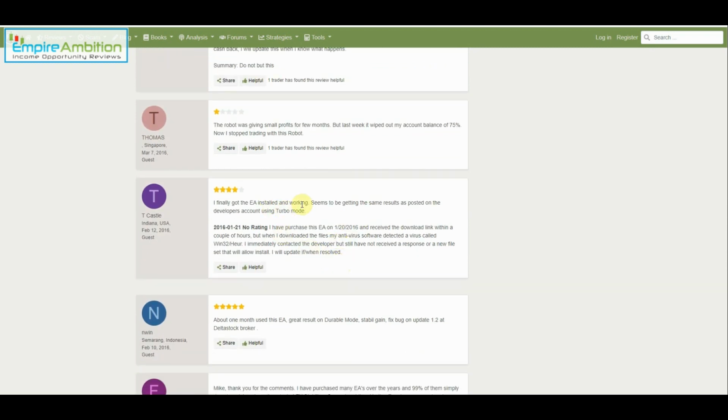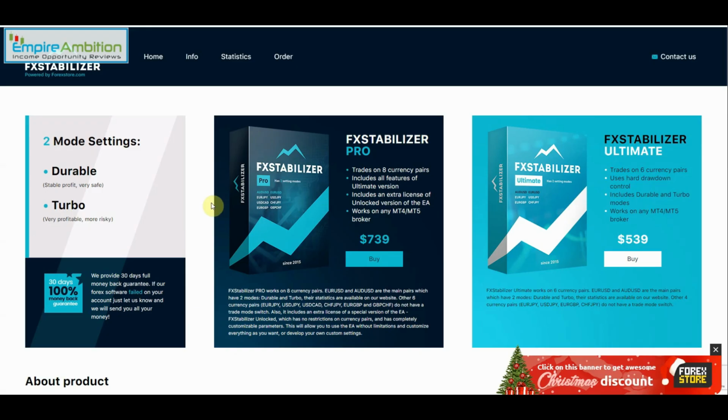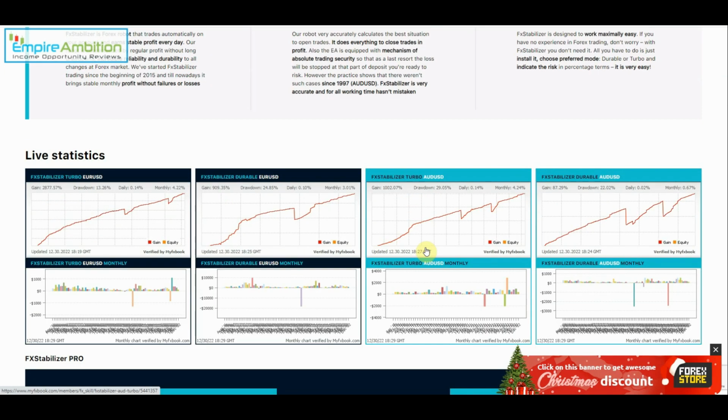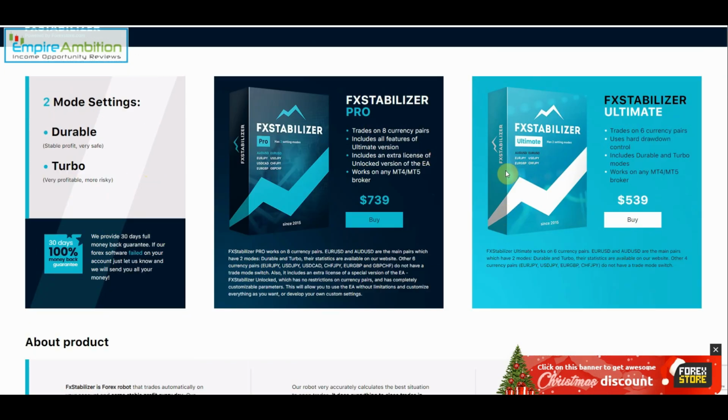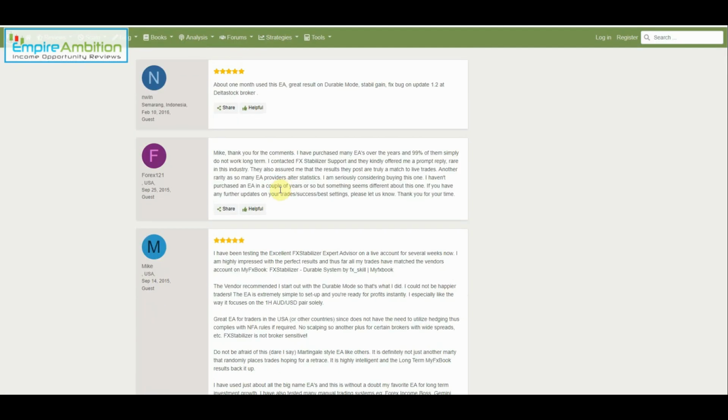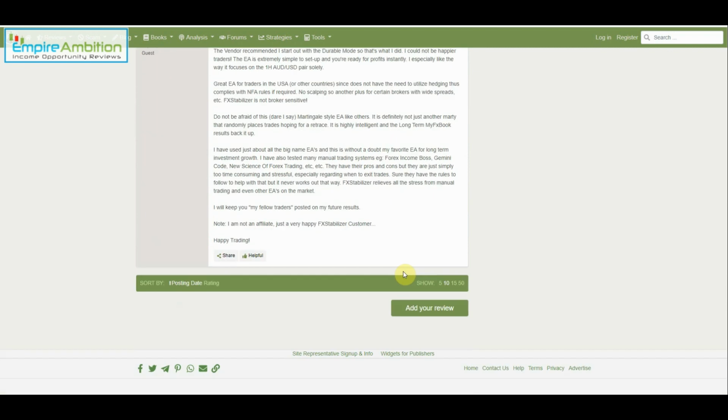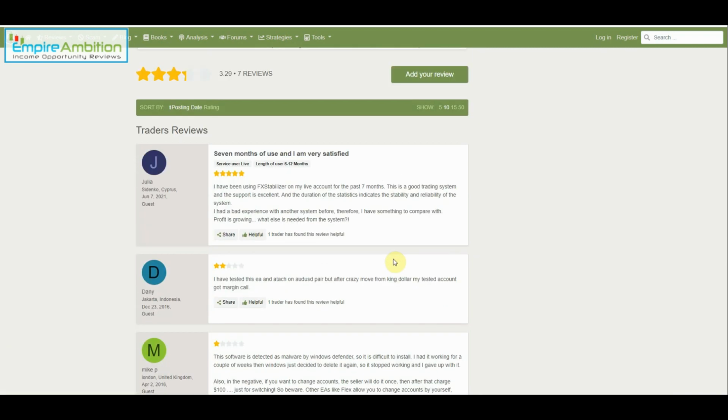"Finally got the EA installed and working. Seems to be getting the same results as posted on the developer's account using turbo mode." Okay, so turbo must be a specific mode that we can, I guess, choose here. Very interesting indeed. So this is turbo mode. What's the difference between these two? But yeah, if you guys want to, you can come here and read some of the reviews, some positive, some negative.